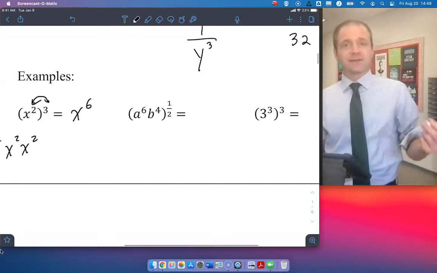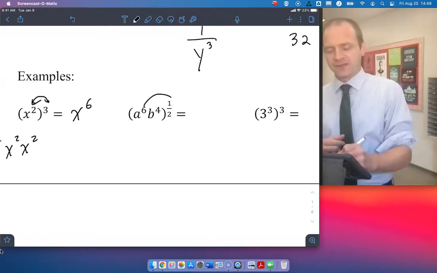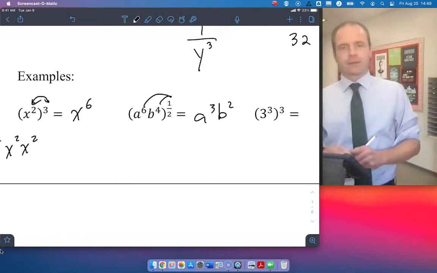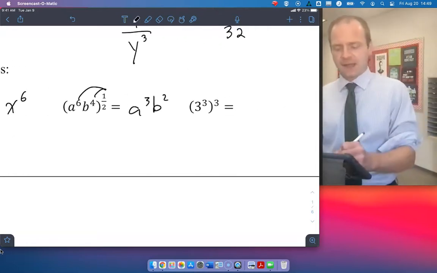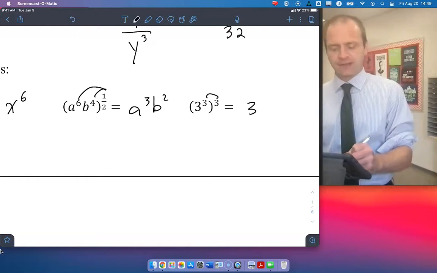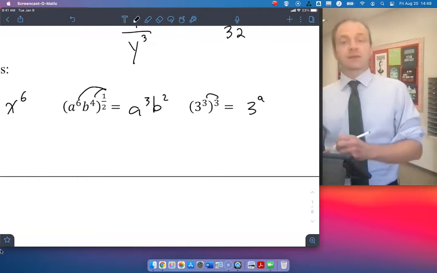It doesn't matter if it's a fraction. 1/2 times 6 is 3. 1/2 times 4 is 2. Ooh, what about this one? Well, I can say, I'm going to put it in there, and it's going to be 3 times 3, so it's going to be 3 to the 9th.